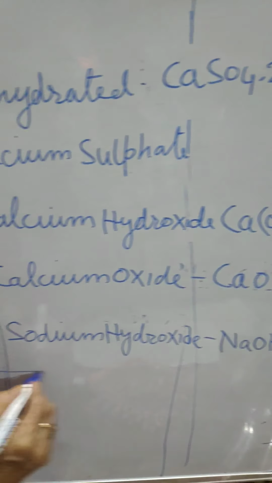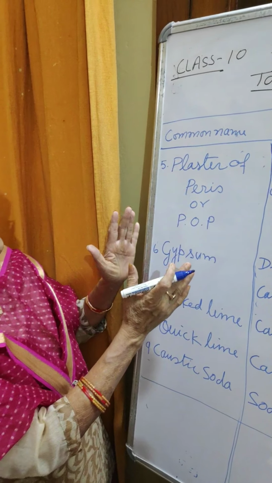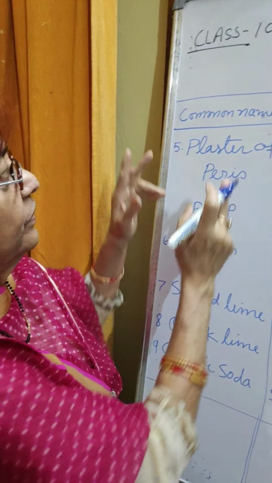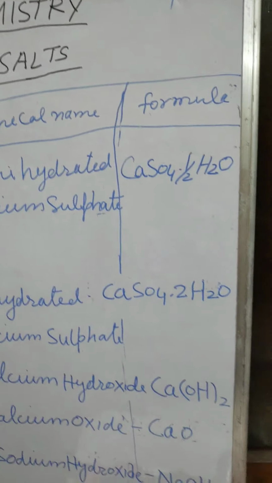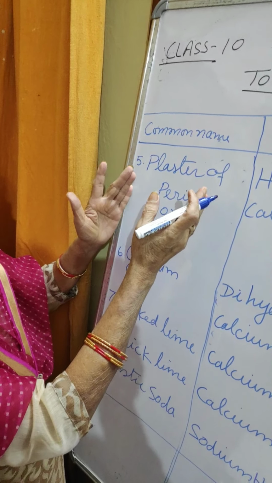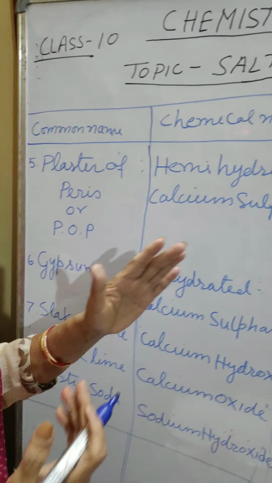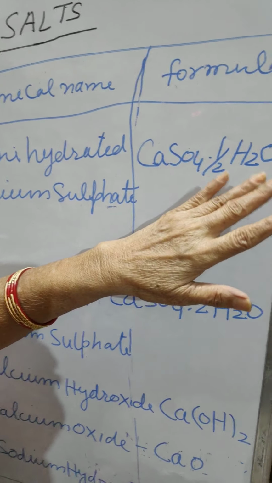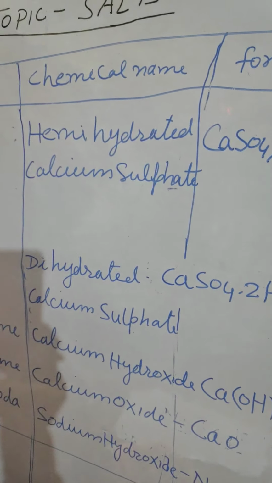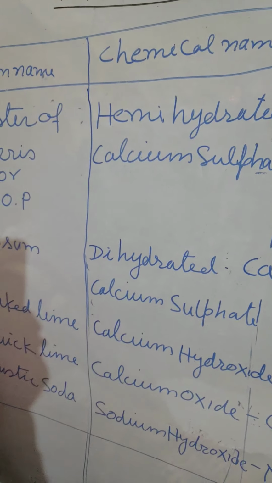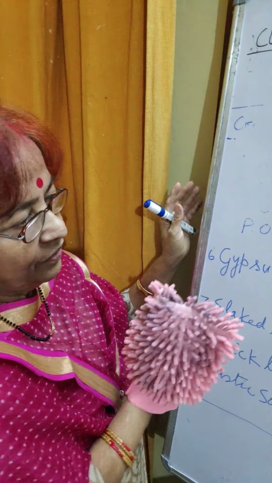Now these are the very important salts which are used in our daily life, and learn these salts by heart along with the common name, chemical name, and the formula. In the examination they may ask, like for POP, write the chemical name and the formula of plaster of Paris. If CaSO4 half H2O is given, write the chemical name and the common name of this compound. Then you have to learn by heart, and without learning you can't write the name, common name, chemical name and the formula of the salt. Now have you written?